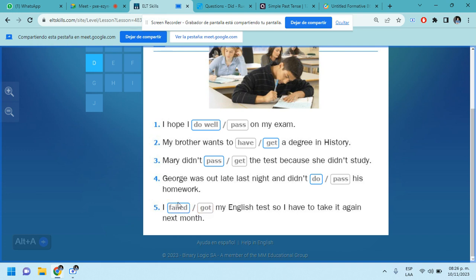Five. Yeah, I failed my English test. What do you think is failed in Spanish? Yeah, but more for exams, when we talk about exams, it's like fallar, it is the opposite of pass. See? Desaprobarse, failed. Okay, that's the correct way because we are talking about exams.